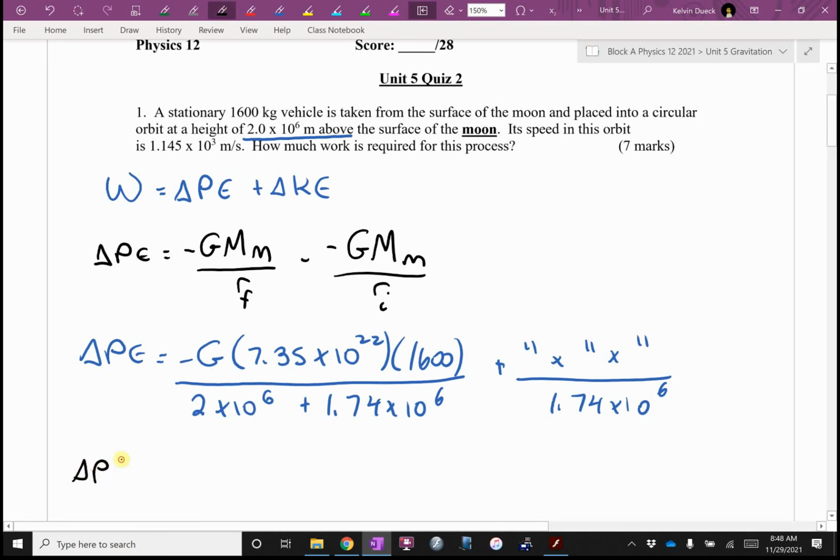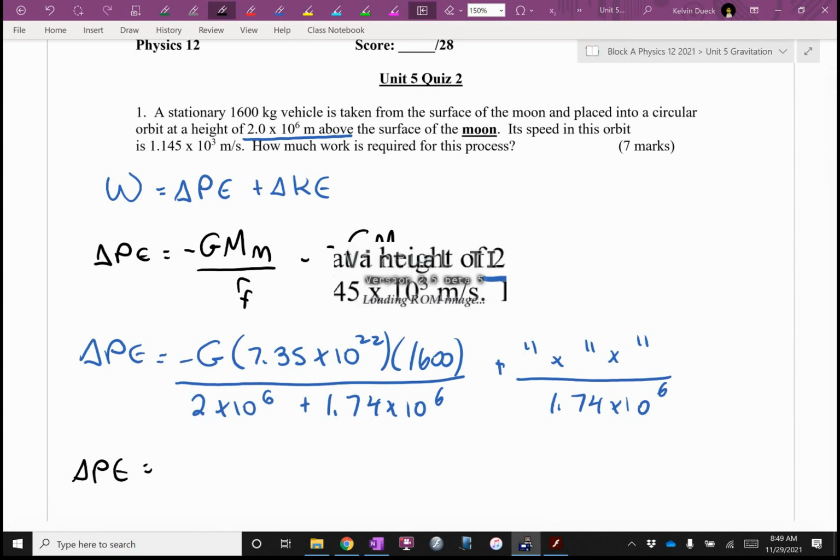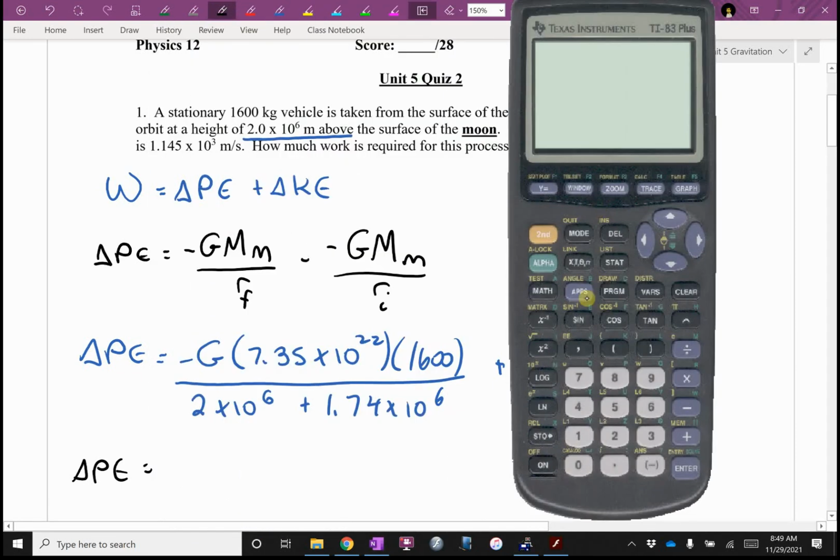So let's crunch some numbers. There's just no short way to do this. Negative 6.67 times 10 to negative 11 times 7.35 times 10 to the 22 times 1,600 divided by bracket 2 times 10 to the 6th plus 1.74 times 10 to the 6th. Look for typos. I think that looks right, Mr. Dewick.